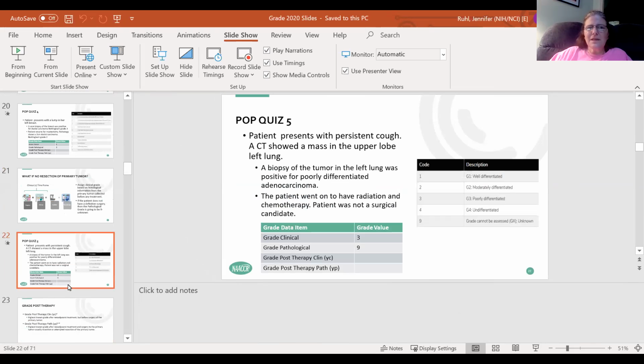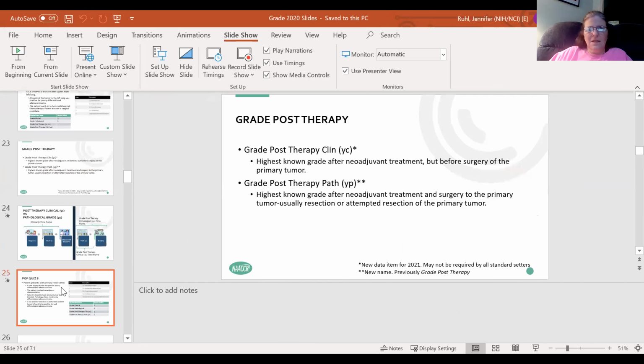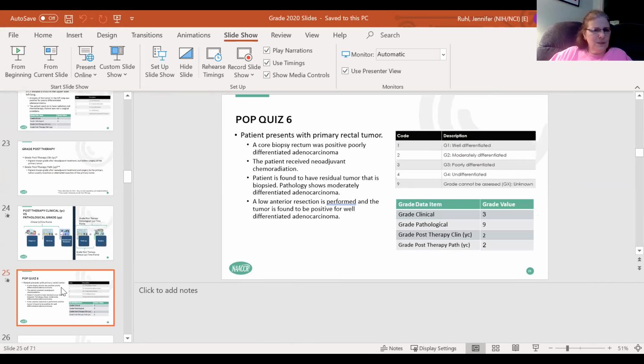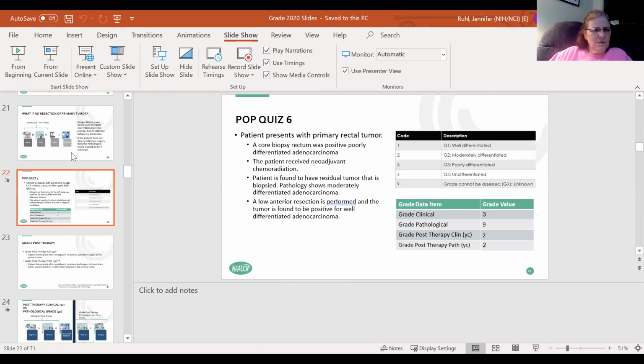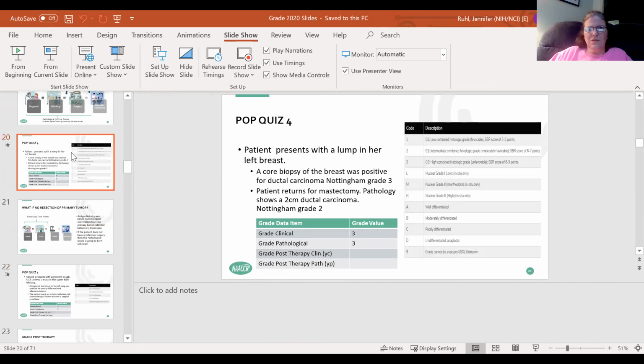Okay, so here was the lung case. We had poorly differentiated, so the grade clinical was a 3. I'm hoping that's the one. And then we have the rectal tumor, but the question, okay, so that's the lung one. Here's the breast. In this one, the grade Nottingham was a grade 3, and the second time they came in, the path was a 2, so clinical takes priority, for a 3.